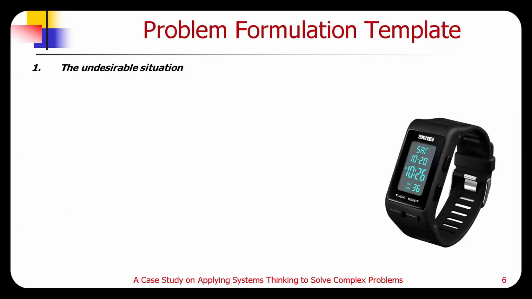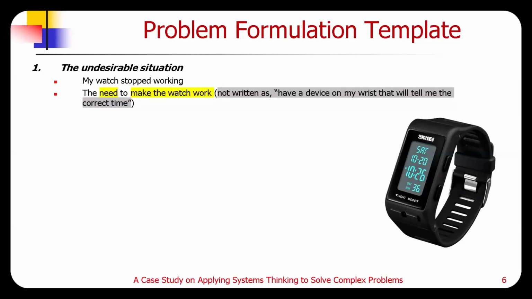Let me give you an example of the problem formulation template. You can see a digital watch. Well, the undesirable situation is my watch that has stopped working. And so the need is to make the watch work. Now, I haven't written it in a functional way as to have a device on my wrist that will tell me the correct time. When I write it as the need to make the watch work, I'm precluding solutions that involve throwing the watch away and getting another one. And so defining the right need frames the problem and leads to the correct solution at the time. Defining the wrong need leads to the wrong solution.